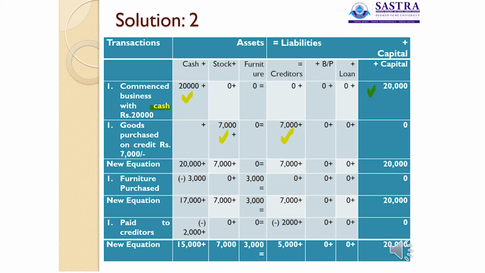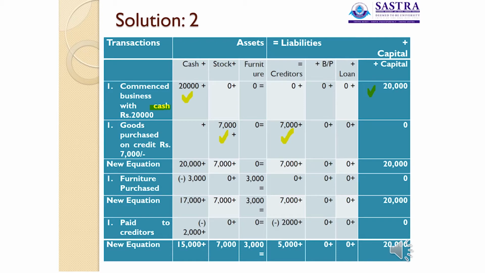Now you have to prove the accounting equation. Here the new equation is 20,000, 0, plus 7,000, 7,000. Here there is no effect. Creditors value 7,000, then the capital value is 20,000. Now you have to apply the procedure. So 20,000 plus 7,000, 27,000. Liability side 7,000 plus 20,000, 27,000. So 27,000 is equal to 27,000. Here the accounting equation is proved.